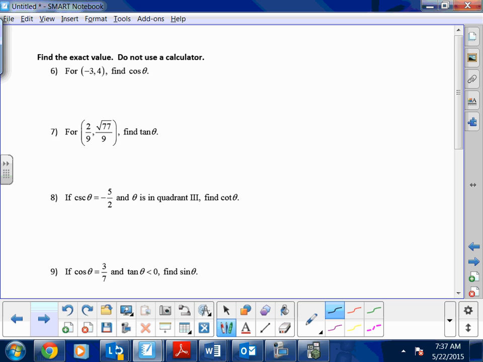Now, here they want you to find the exact value. Do not use the calculator. This one is where we're going to be using SOH CAH TOA. You might be wondering, why? Well, because at each of these points, a right angle can be formed.